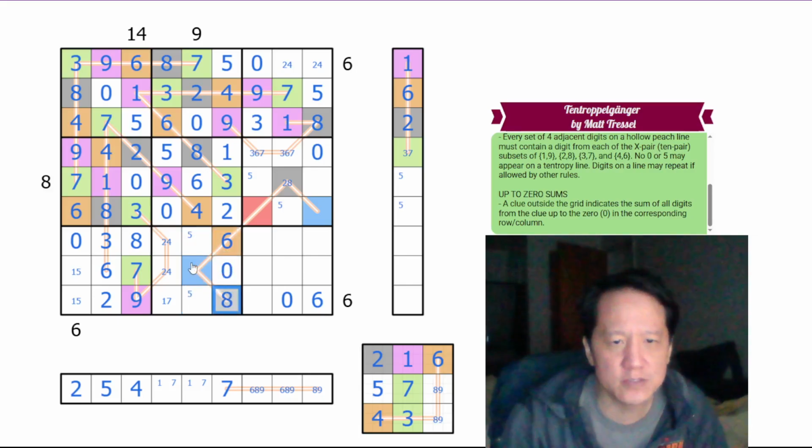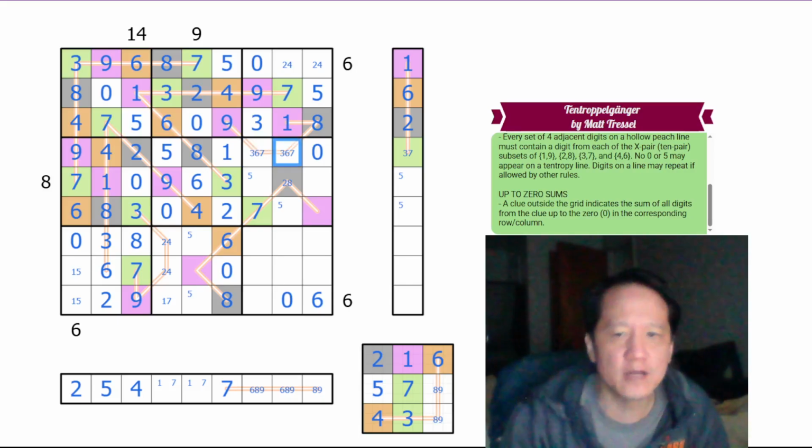So this is 6 or 8. This is 1. It can't be 9, can't be 7. So this has to be 1 or 9 here because it can't be 4, 6, can't be 2, 8. So the blue is the 1, 9, which is the pink. And that means the red must be green. So this is 7 here.